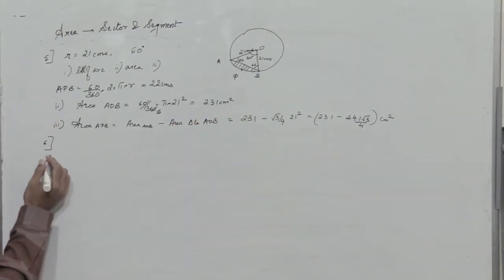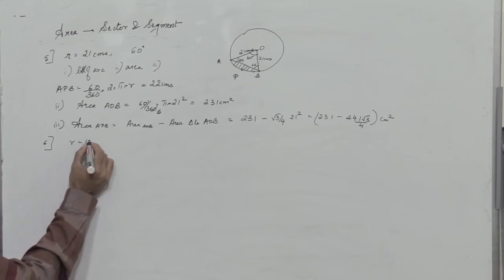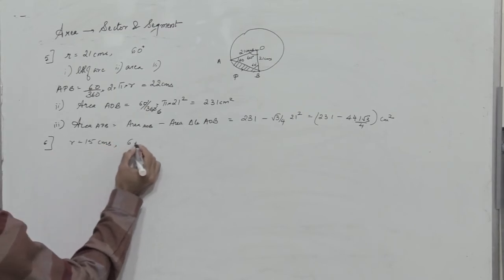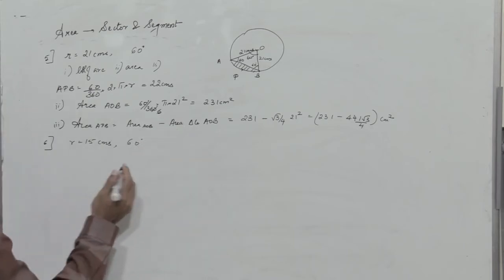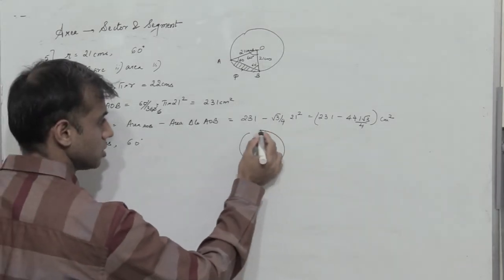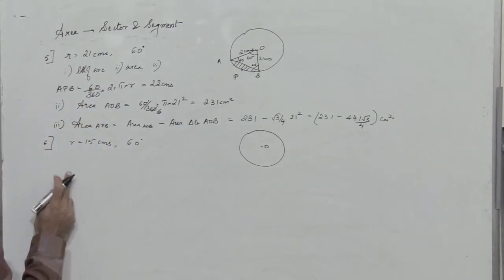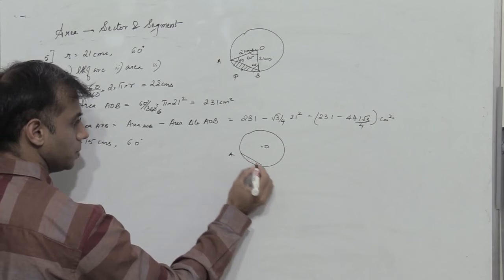Problem 6. A chord of a circle having a radius r equal to 15 centimeters subtends an angle of 60 degrees at the center. Find the areas corresponding to the minor and major segments. The problem almost remains the same, a similar problem I should say. So we have O as the center. So there is a chord. So let the chord be AB.